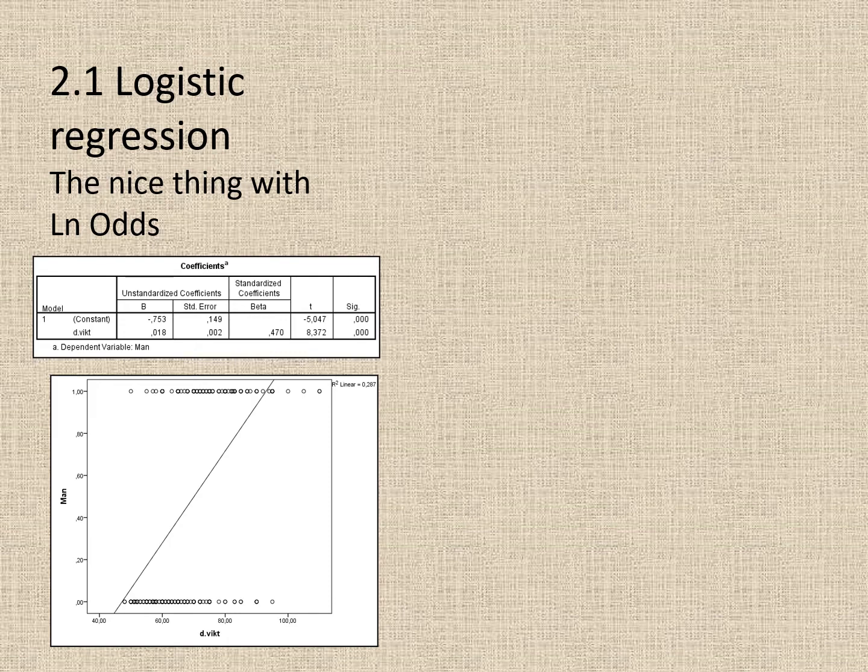If I use this as an ordinary linear variable, I get values like this. And we get the regression weight here, 0.018, 0.02. Actually, it's not completely useless. This tells us that the probability of being a man increases by 2% points for every increase in weight with 1 kilo. So that's what it says.